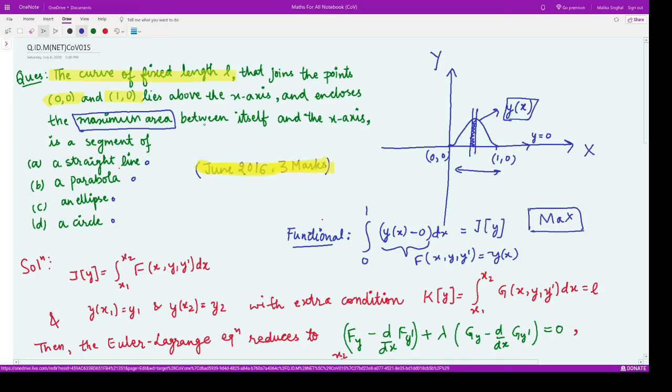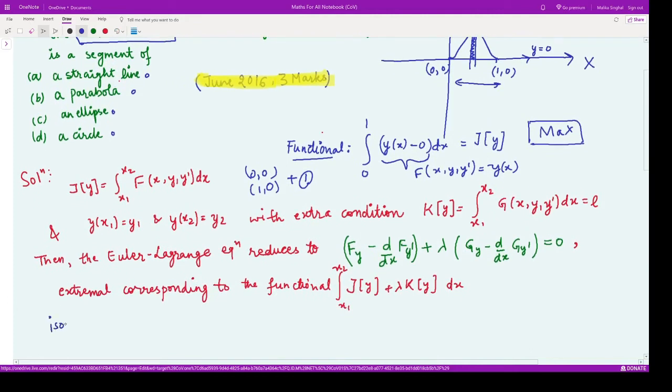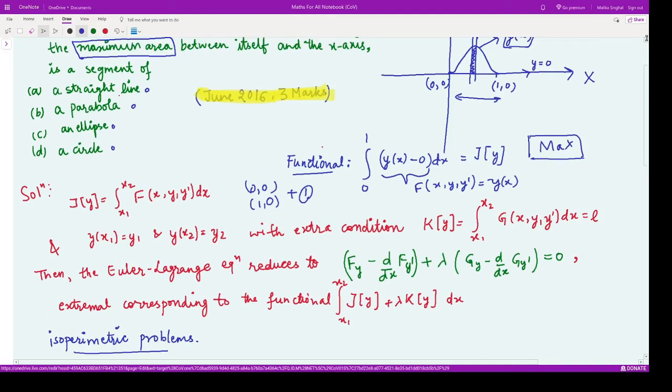Moreover, the conditions given are that the curve passes through the points (0, 0) and (1, 0). In addition to this, one more condition is given to us: the curve is of fixed length. Such kinds of problems are known as isoperimetric problems. Isoperimetric means having the same perimeter. So, let us see what the parameter of this curve would be.